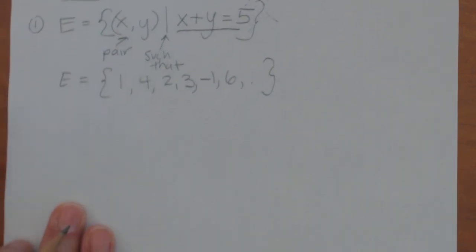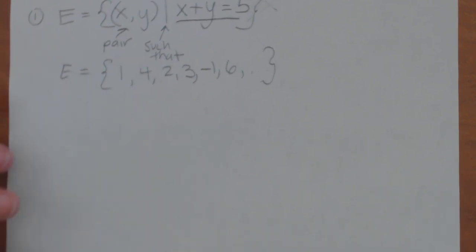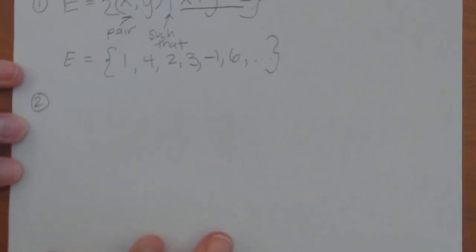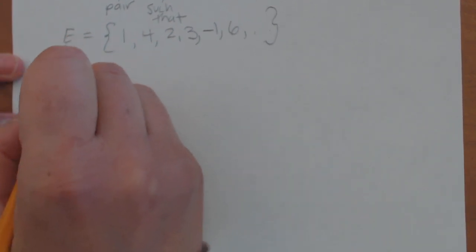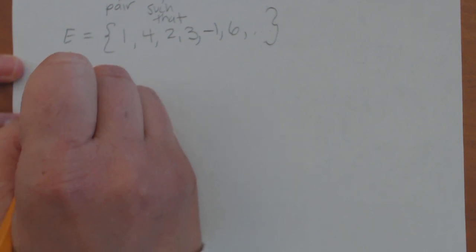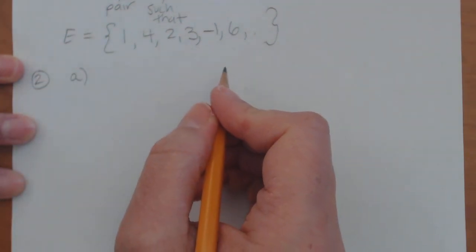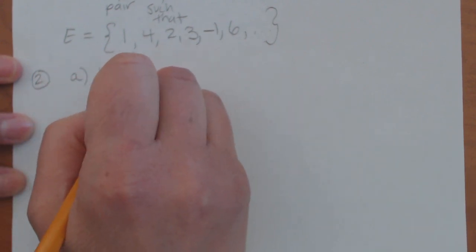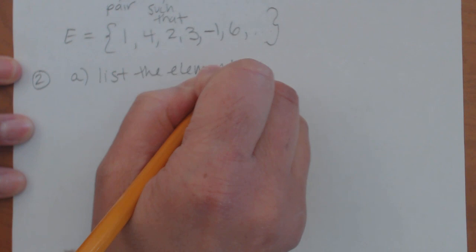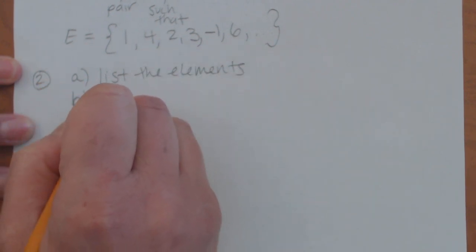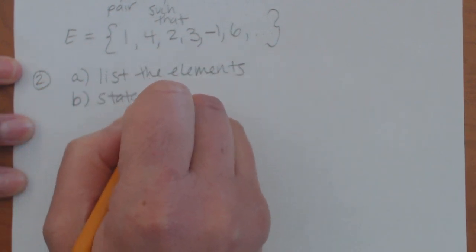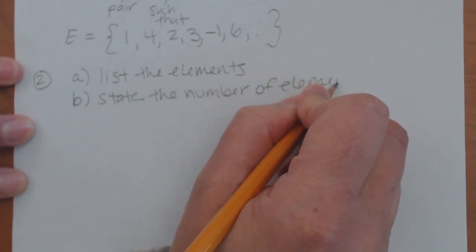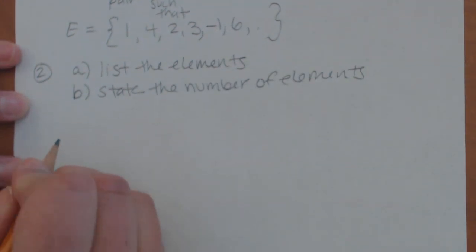Let's go to a couple of the examples that I want to show you. So there's going to be 2 more examples. So this is number 2, so 3 altogether. So example number 2, I want you to do 2 things, and you're going to see this is exactly like your DCCs. The first thing I'm going to want you to do is list the elements. And then the second thing, I want you to state the number of elements that you have. Okay, so let's do it.